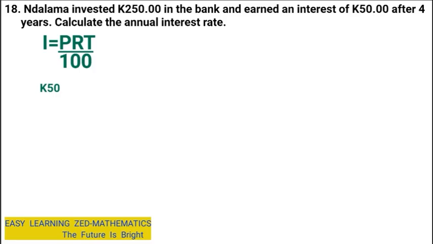Okay, then multiplied by the rate. Is the rate given in the statement? No, we are asked to find the interest rate, so times r, the r would remain just like that. Then time, is time given?